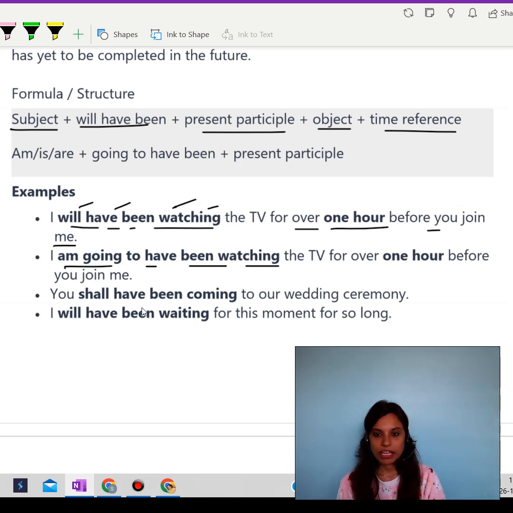Next, you shall have been coming to our wedding ceremony. I will have been waiting for this moment for so long. So will, shall, then have been, then come plus ing. This is what future perfect continuous or progressive tense means. First, we're using will or shall. Perfect means have been, then the verb plus ing because it's in continuous tense.